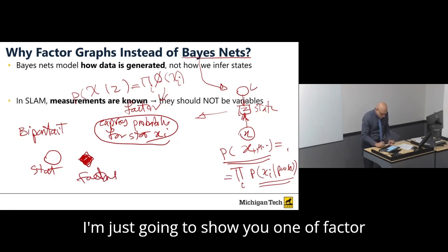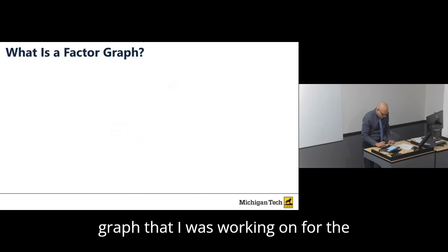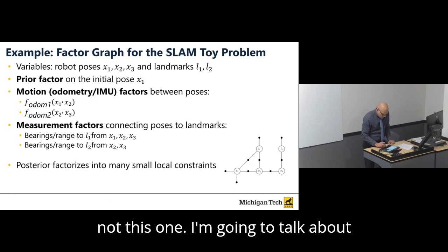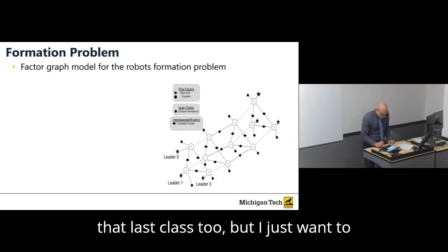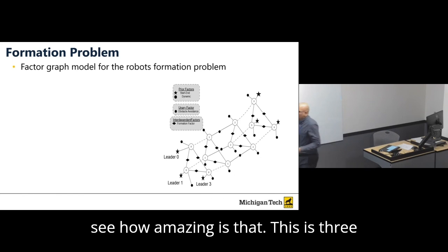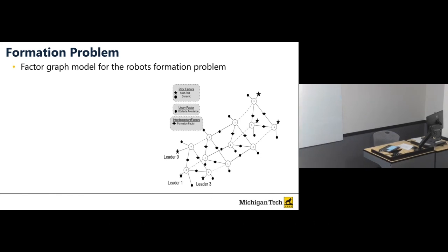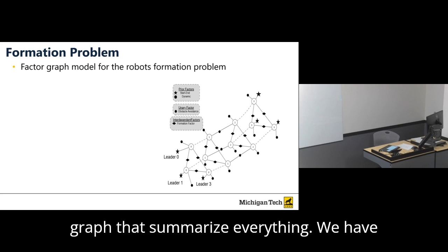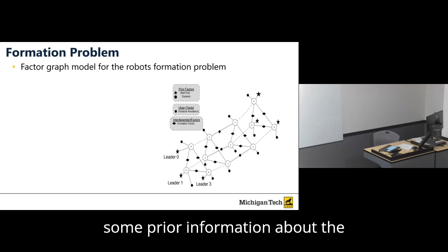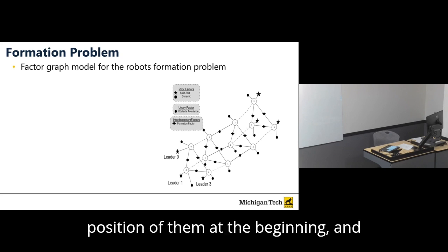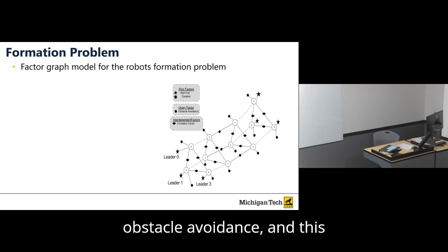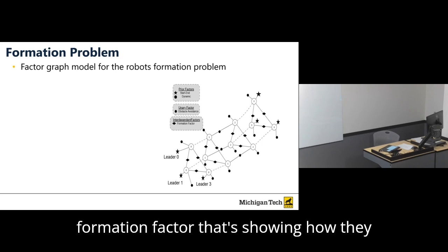I'm just going to show you one of the factor graphs that I was working on for my last paper. I'm going to talk about that in the last class too, but I just want you to see how amazing it is. This is 3 robots that are supposed to make a formation, and this is a factor graph that summarizes everything. We have some prior information about their positions at the beginning, and, for example, this circle is obstacle avoidance, and this diamond one is a formation factor.